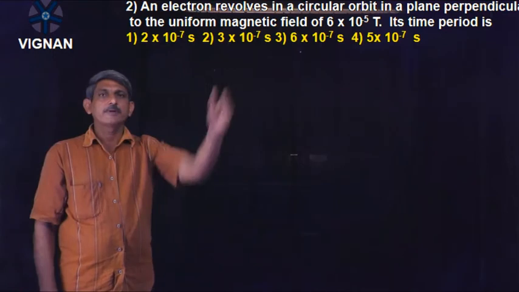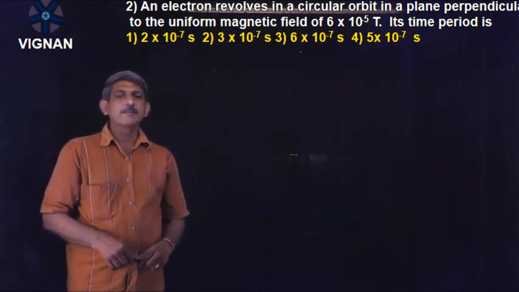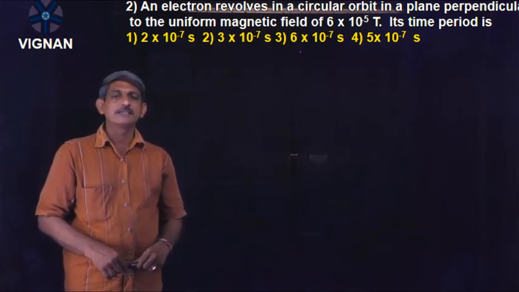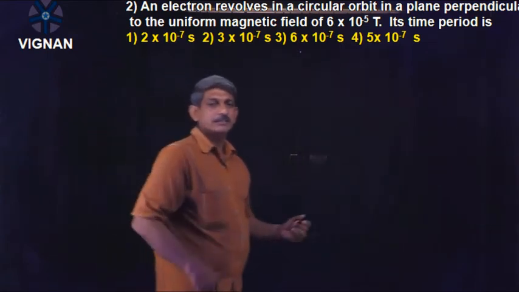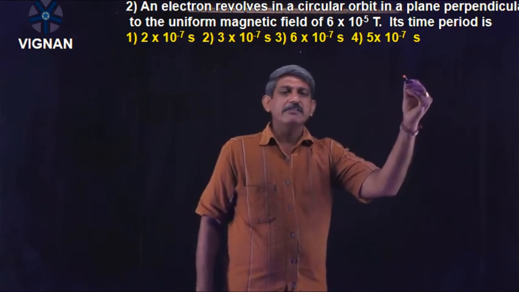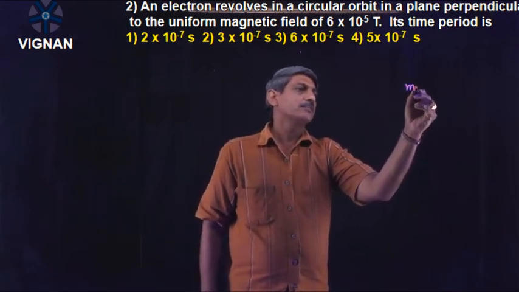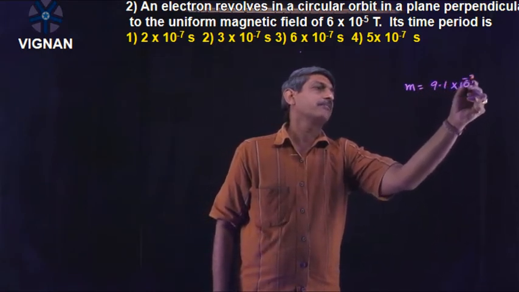See the second problem. An electron revolving in a circular orbit in a plane perpendicular to the uniform magnetic field of 6 into 10 to the power of minus 5 Tesla. Its time period is dash. So what is given? Here it is given that the revolving particle is the electron whose mass is known, which is equal to 9.1 into 10 to the power of minus 31 kg.